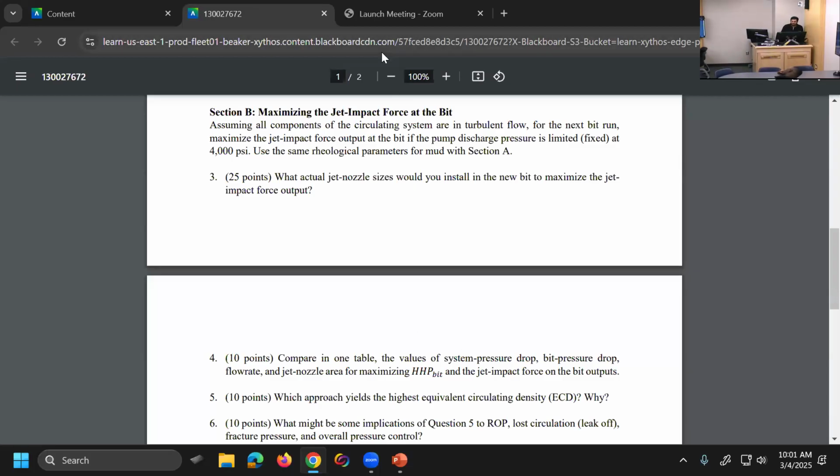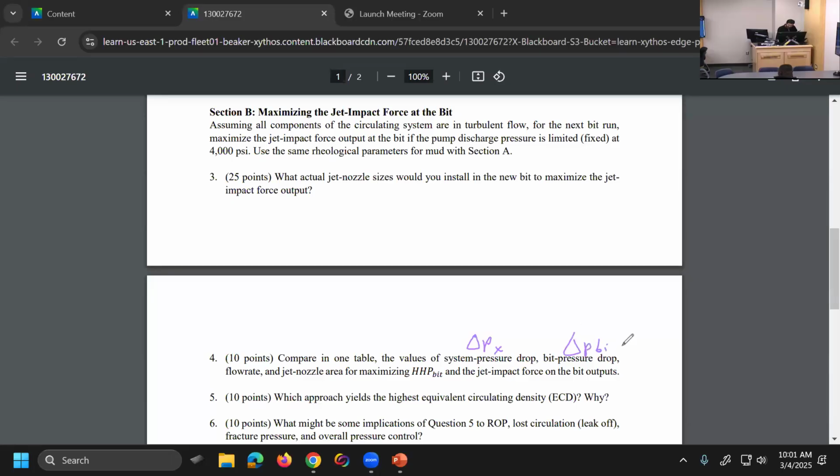Question number 4. Compare in one table the values of system pressure drop, bit pressure drop, flow rate, and jet nozzle area for maximizing hydraulic horsepower at the bit and jet impact force on the bit. So this is just a table. This is delta Px. This is delta P bit. This is Q. This is basically A. And you're going to do 2 columns, right? 1, 2.